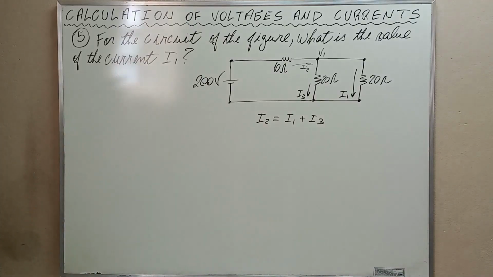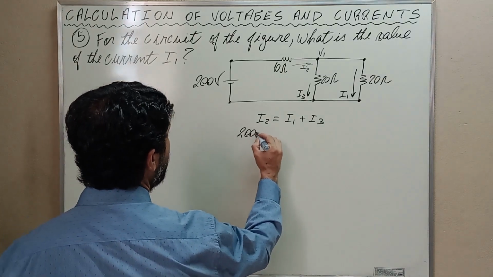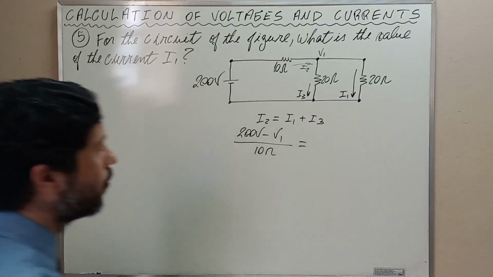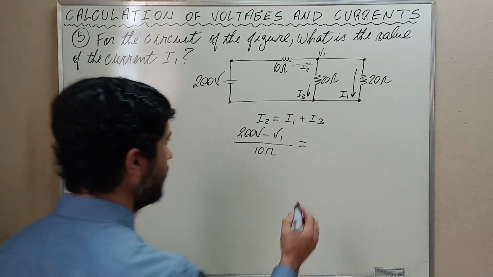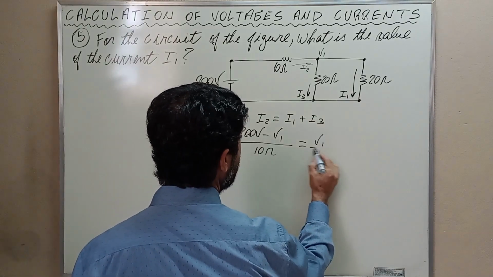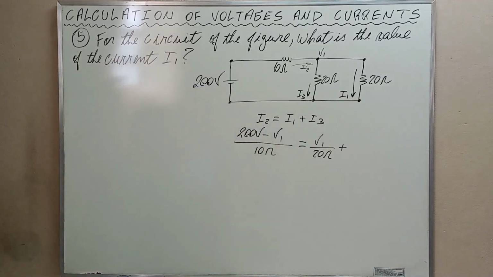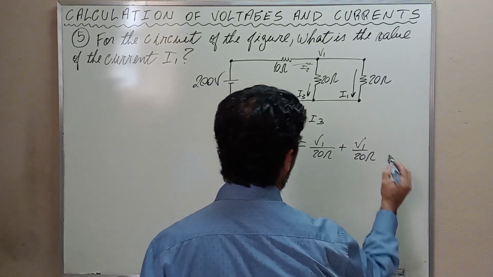Next, we write the currents in terms of voltage drops and resistances. How can we write I2 in terms of voltage drops and resistances? Observe that I2 is 200 volts minus V1 divided by 10 ohms. And how about I1? I1 is V1 divided by 20 ohms. And likewise, I3 is V1 divided by 20 ohms.